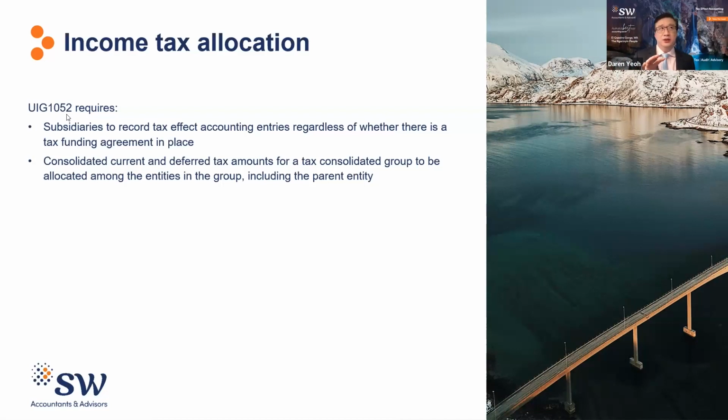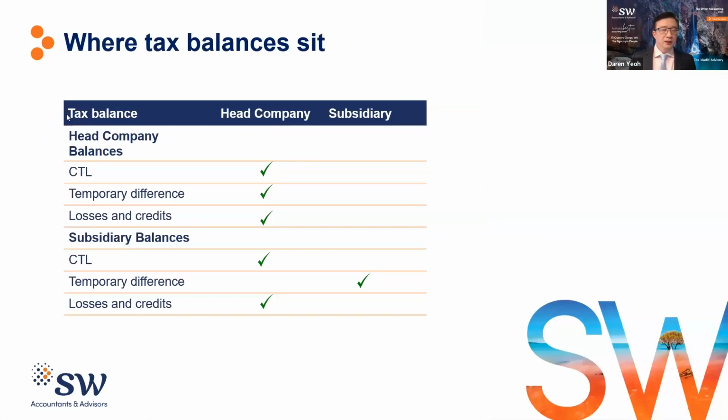There are groups which in the past did their calculation on a consolidated trial balance basis, but they found that it created a lot of difficulties when they tried to work out the appropriate unders and overs, or tax expense, or DTA and DTL for their subsidiary entities, trying to reallocate them. So basically, UIG 1052 requires a bottom-up calculation.